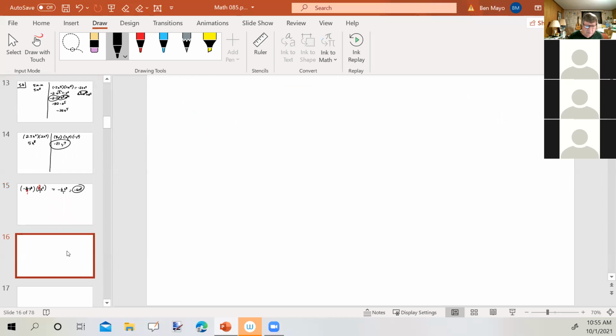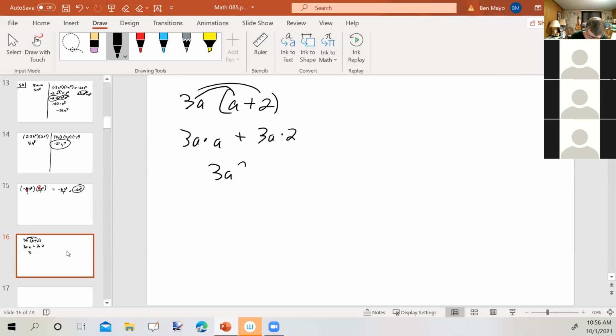Okay, now let's expand this to using the distributive property. If I have 3a times the quantity a plus 2, I'm going to distribute the 3a to each term inside the parentheses. So I get 3a times a plus 3a times 2. So I get 3a squared plus 6a. Now, you can go straight here if you want to. I just did the intermediate step to show what was going on. Any questions there?